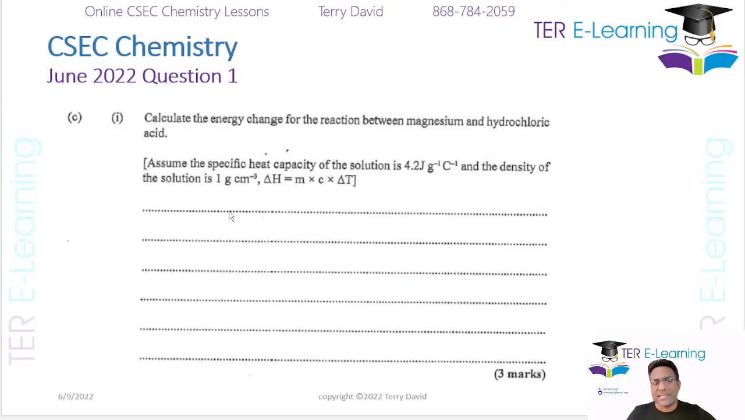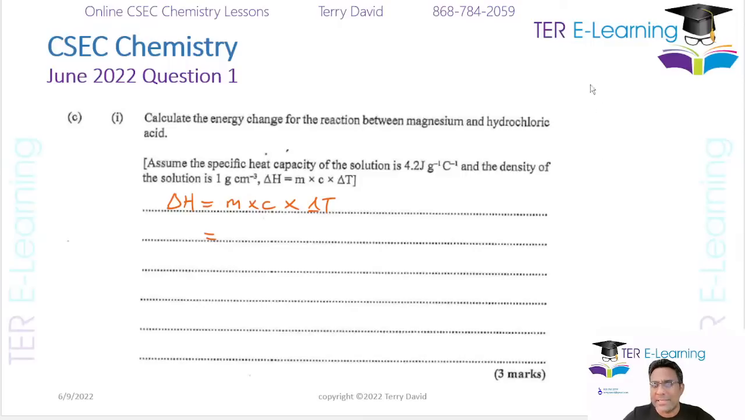Right, now, this is the one that I got a lot of questions regarding. There was a little question regarding how you're calculating this. Calculate the energy change for the reaction between magnesium and hydrochloric acid. Now, to work it out, they give you the formula. So the energy change, delta H, is given by M by C by delta T.